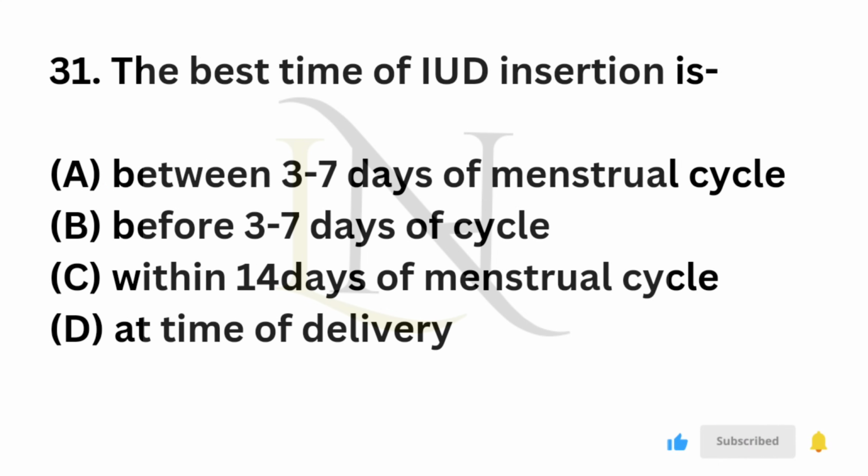The best time of intrauterine device insertion is: Option A, between 3 to 7 days of menstrual cycle. Option B, before 3 to 7 days of cycle. Option C, within 14 days of menstrual cycle. Option D, at time of delivery. We will see the correct answer. Option A, between 3 to 7 days of menstrual cycle, is the best time of IUD insertion.